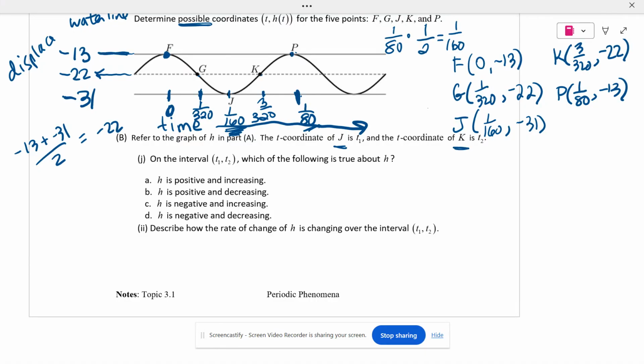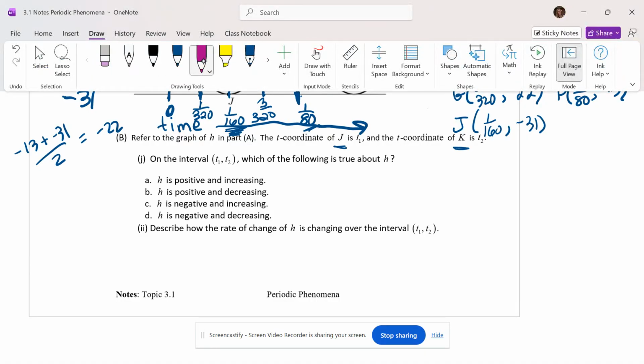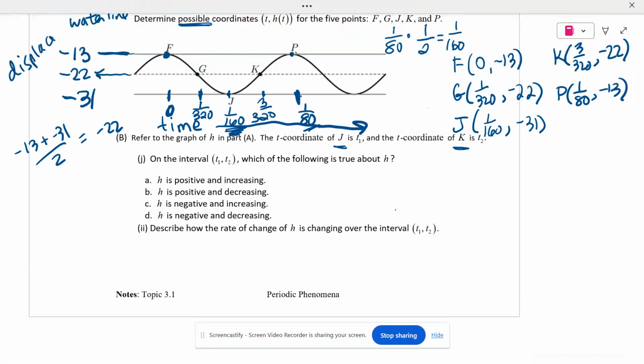So here's J. I'm going to use my pink pen at this time. So from J to K, what is the function doing? First of all, is the function positive or negative? That's saying, are the outputs positive or negative? The outputs are the y-coordinates. Okay, so are the y-coordinates of all of these points positive or negative? They are negative, so that eliminates choice A and choice B.